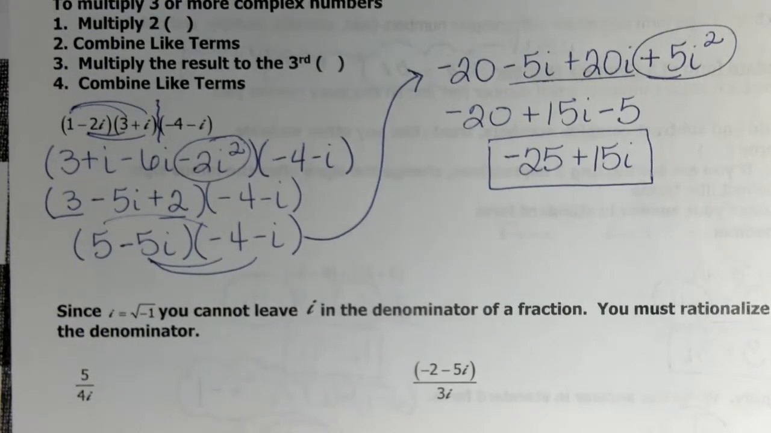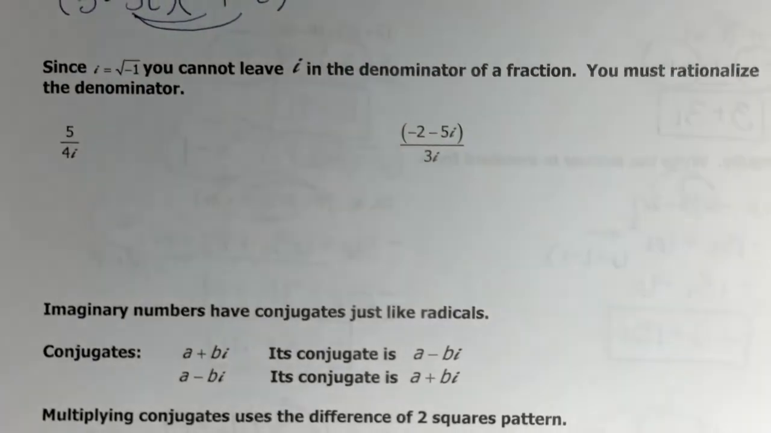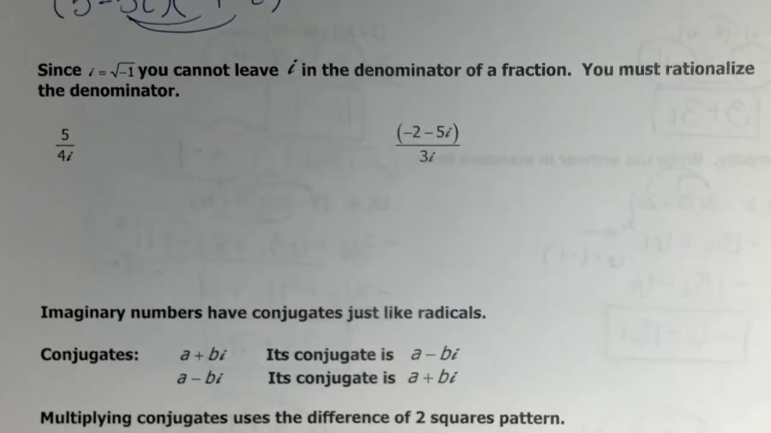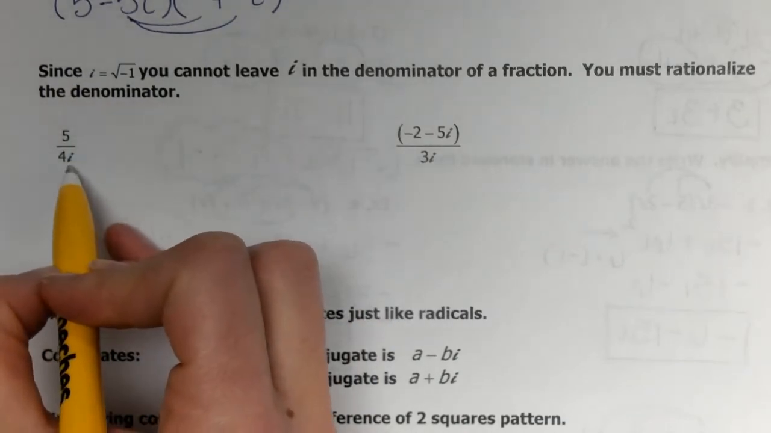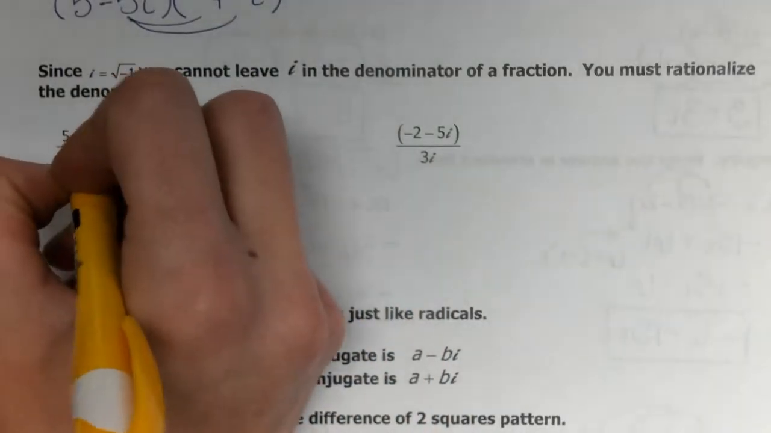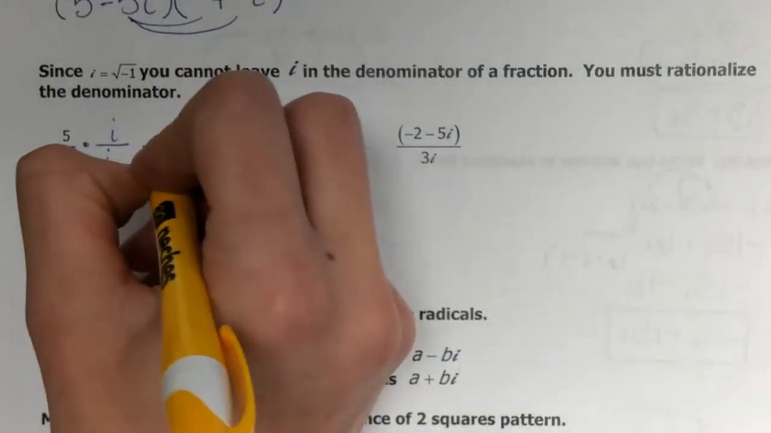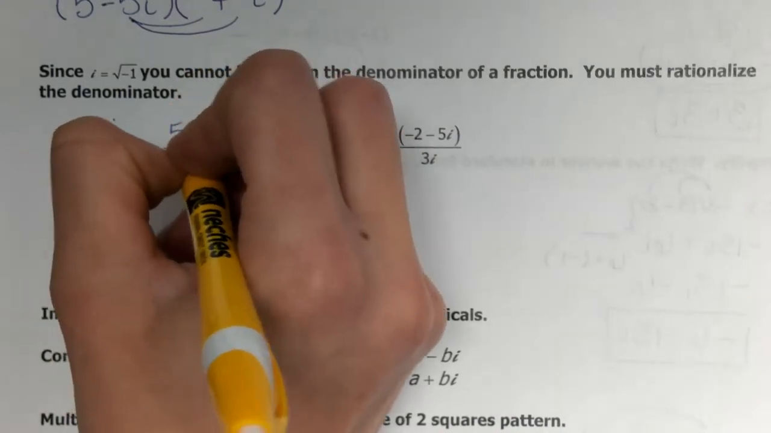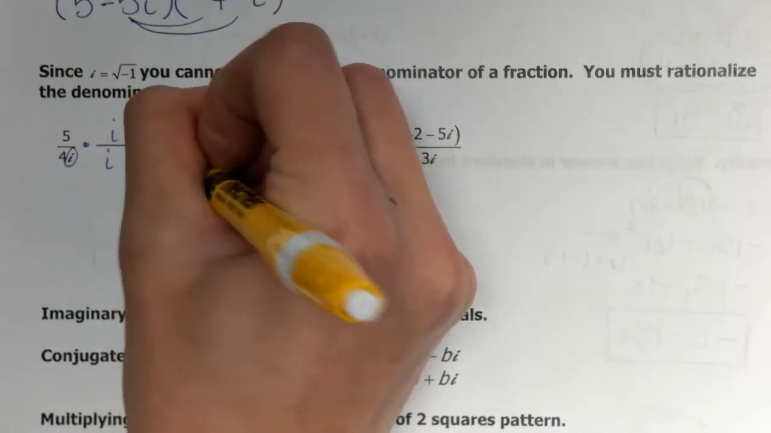Sound good? Alright. So you know how last class we said you could not have a radical in the denominator? Well, you can't have I in the denominator either because I technically is the square root of negative 1. So we're going to have to rationalize that. So if I've got 5 over 4i, the only part I want to get rid of that's wrong is that I. So that's what I'm going to multiply by. So I rationalize by I. My numerator becomes 5 times I, which is 5i. And then my denominator, 4i times I, is 4i squared.